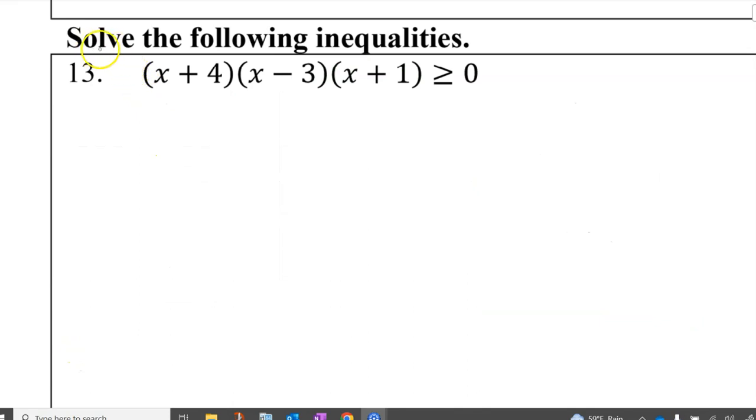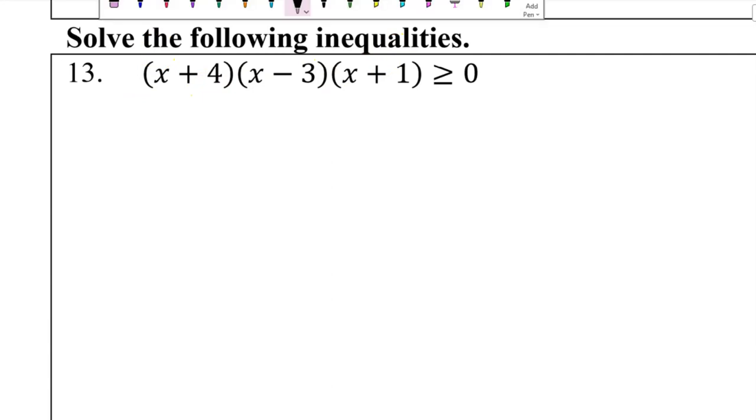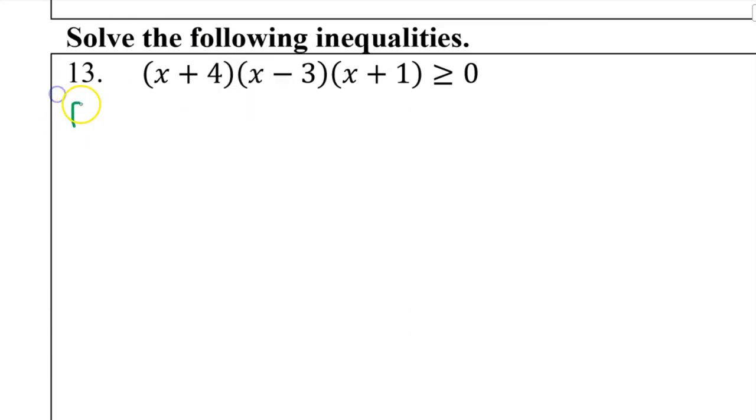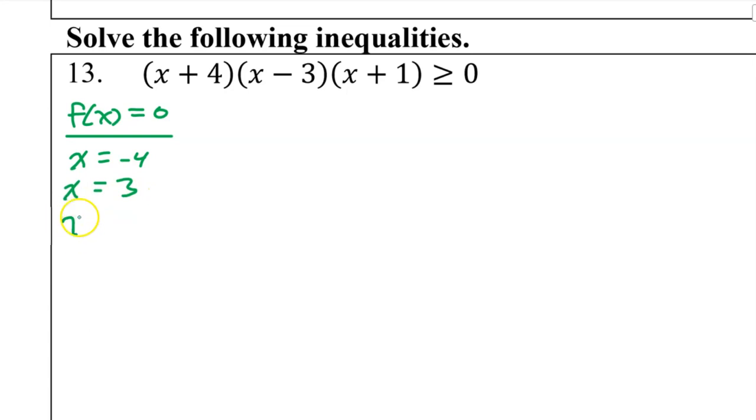Number 13, solve the following inequalities. So the first step of solving inequalities is to list off your zeros. So I'm seeing that f of x is going to equal 0 at x equals -4, x equals +3, and x equals -1. Next, we make a sign chart.